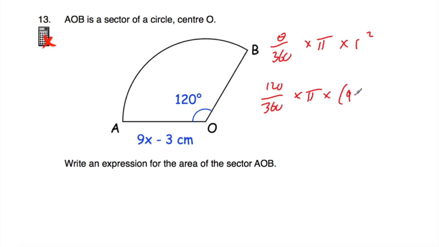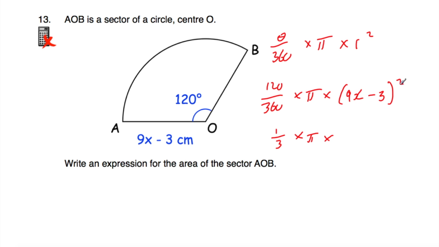So I'm going to write 9x minus 3 in brackets squared because I have to square this radius. So I'm just writing it in a bracket squared. Okay, 120 over 360, we can cancel that down. That's a third, so I'm just going to replace that with a third. Multiply by pi, and then multiply by, and we've got this bracket squared.